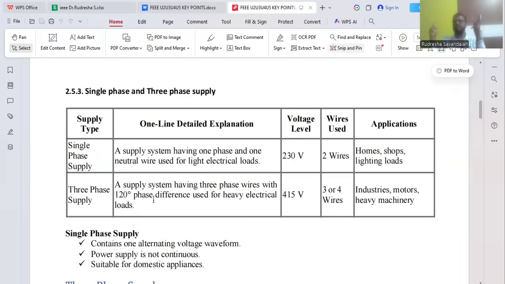This three phase is used for submersible pumps, with three windings to create high magnetic flux. For a submersible pump of more than 4 HP or 5 HP, you go for three phase to create the high magnetic flux inside the windings.